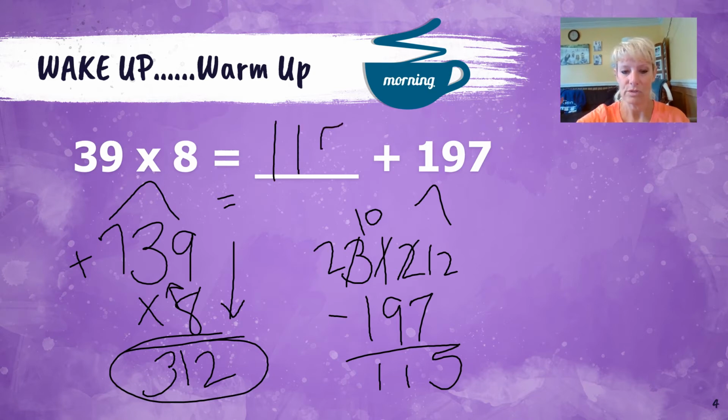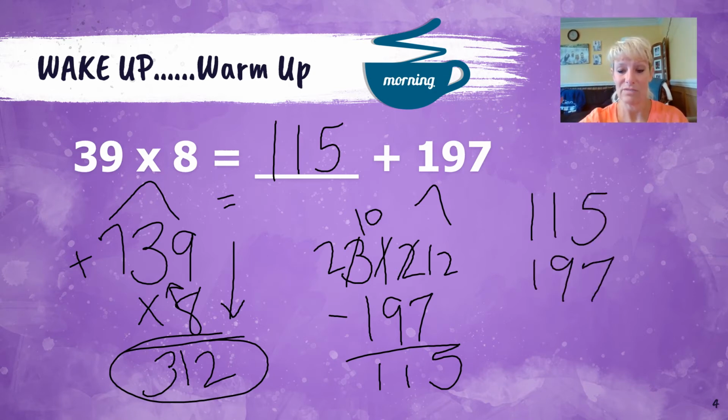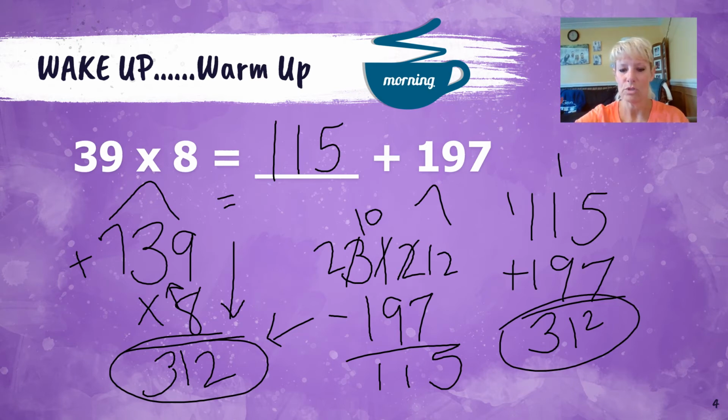So 115 goes there. Now, just to make sure that I'm correct, I'm going to put 115 and add the 197. And if I'm correct, I should equal this 312. So 5 and 7 is 12. Carry the 1. 9, 10, 11, carry the 1, and 312. So my 312 and my 312 match, which means that I know that 115 goes right there.